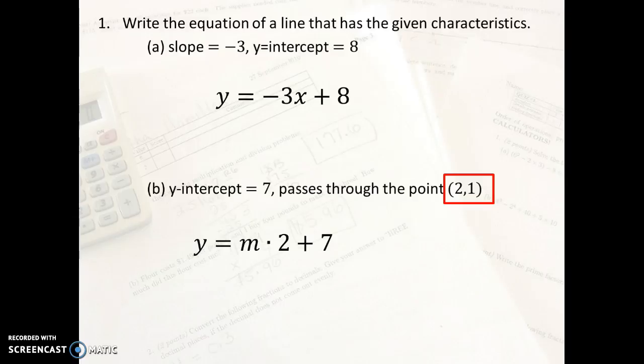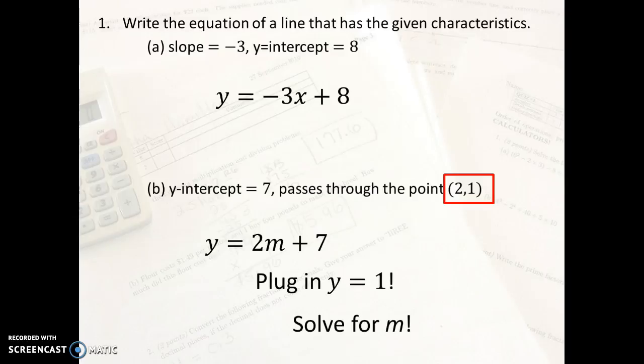This looks a little odd. I have m times 2. In math, typically, math people are going to write the number in front of the letter like this. So when I say plug the 2 in for x, that's what I did, and then I just rearranged stuff to get 2m plus 7. What is the very last step? I've got 2 letters in my equation. I need to solve something else. Remember what that 1 is in that red box. 1 stands for y. 2 is an x, 1 is a y. I'll plug that in, and then I'll solve for m.